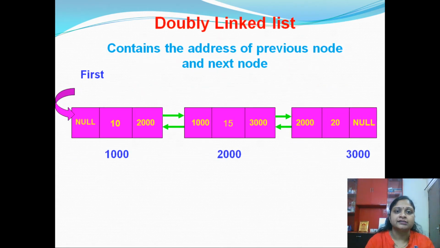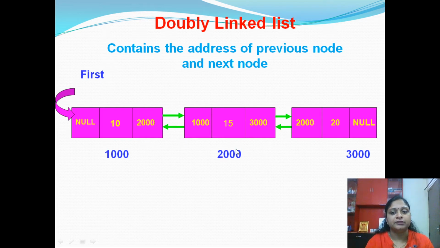The next type of linked list is the doubly linked list. What is a doubly linked list? A doubly linked list contains one data part and two address parts. The first address part, let us call it previous, and the next address part, call it next. Previous holds the address of the previous node. Since this is the first node in the linked list, we don't have any node before it, so it holds a null address. Its next part holds the address of the next node. The next node is the second node, its address is 2000, so in the first node's next part we store the value 2000.